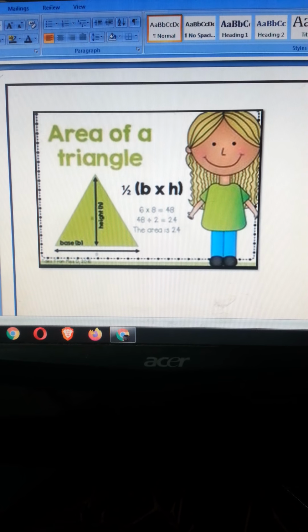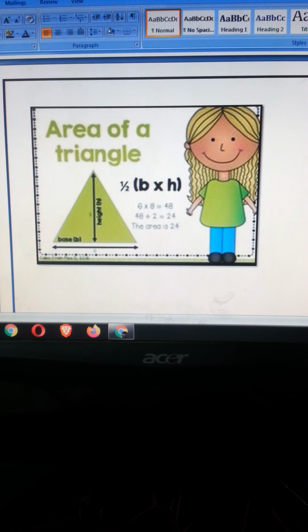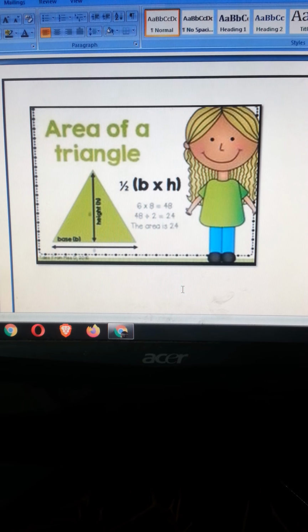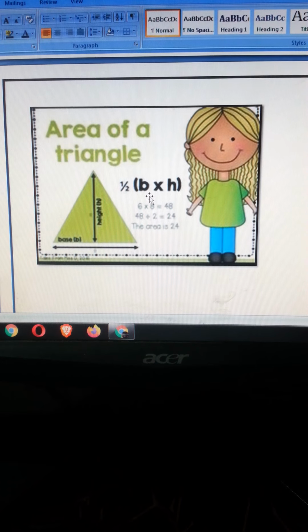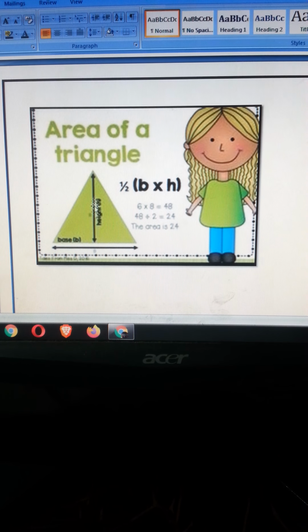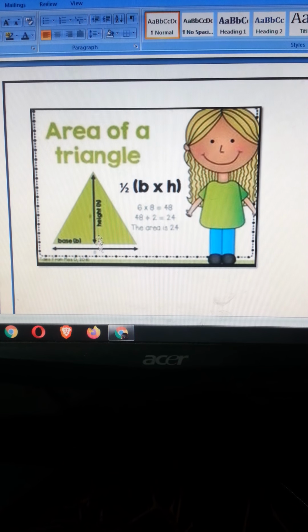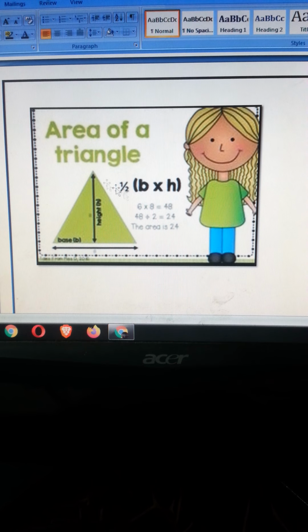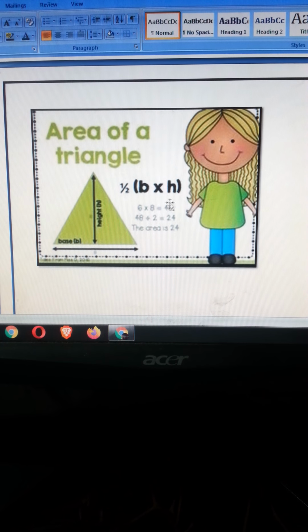Now if you talk about the area of a triangle, it's half into base into height. This is your base and this one is your height. So this is your half, that's your formula for a triangle.